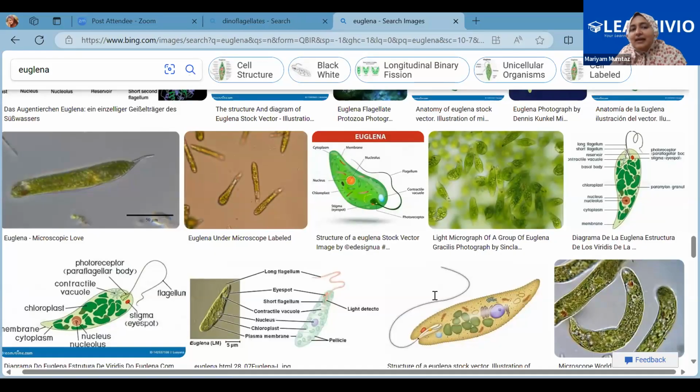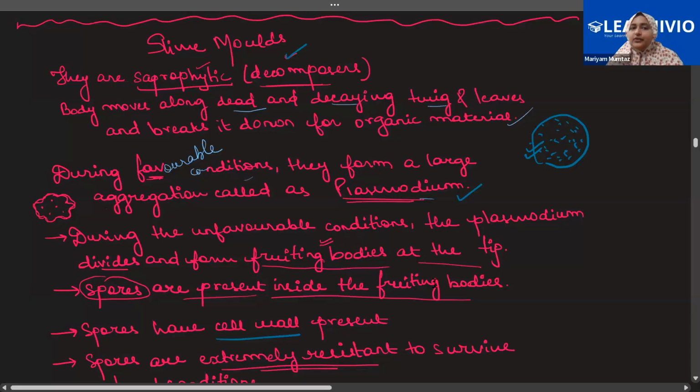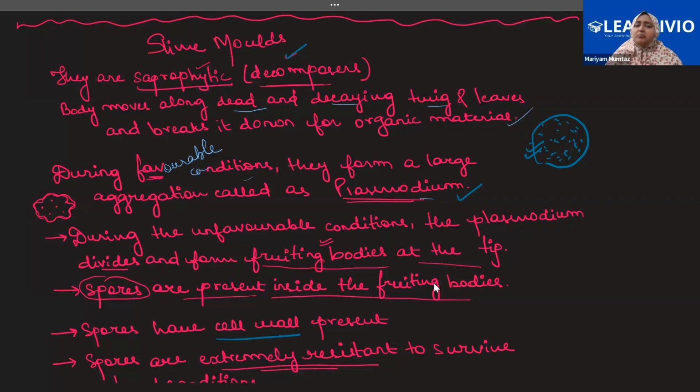Now coming on to slime mold. These are another group of organisms that have no autotrophic mode of nutrition ever in their life. They are purely heterotrophic, and under that they are saprophytic, meaning they are decomposers. Their body moves along dead and decaying twigs and leaves and breaks them down for organic material. So they are saprophytic in their mode of nutrition.